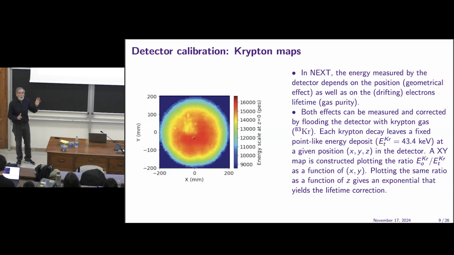Now, confession: we didn't know how to correct for all those effects. We had vague ideas. The effect is big, but then the solution was at hand. What is the solution? You fill your detector with radioactive krypton.